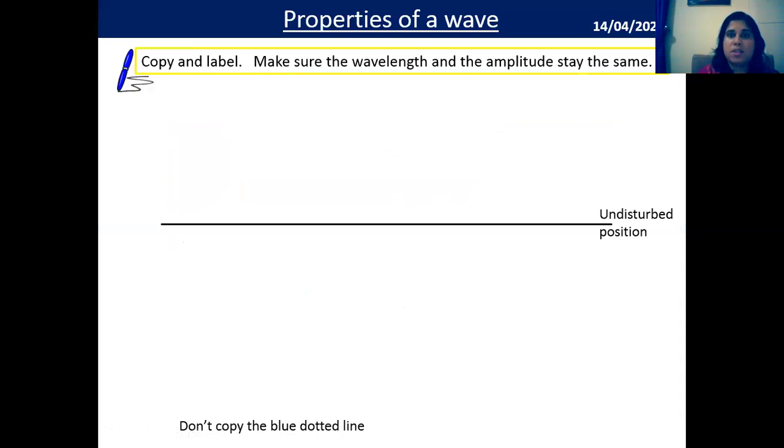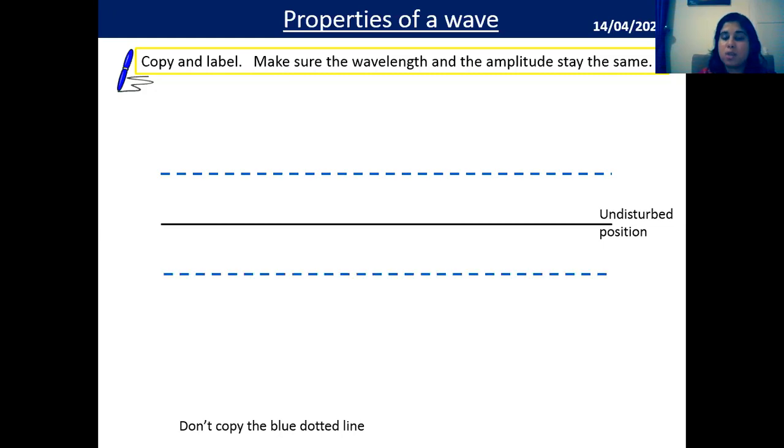Now, one simple activity. Draw a line in between first. Then, draw these two dotted lines. And draw a wave starting from the undisturbed position, going up to the blue dotted line, coming back again to the undisturbed position, going down to the dotted line, and similarly you continue drawing the wave. You have a few seconds.